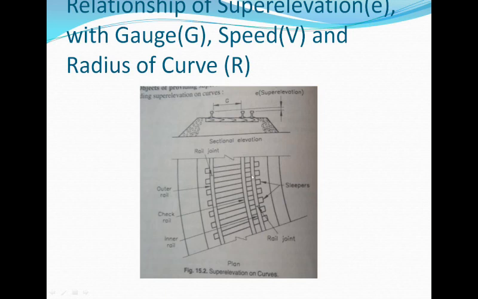So on a curved track, this is somewhat how the rails look. You can see the image of a curved track. You can see the superelevation, that is, the height of the outer rail is increased when compared to the inside rail, right? This is how the superelevation looks, and this is how the curved track looks.